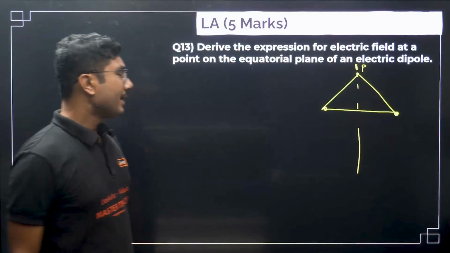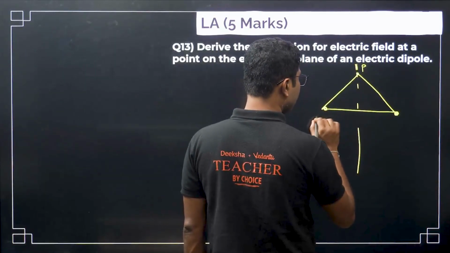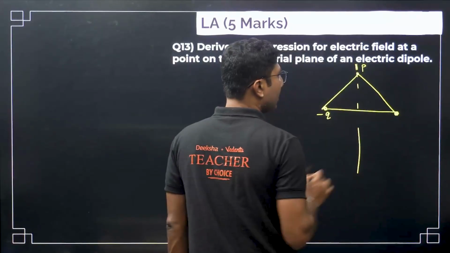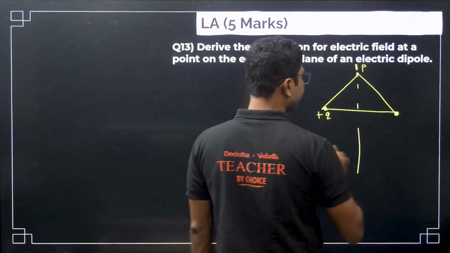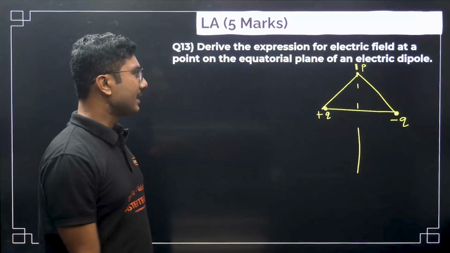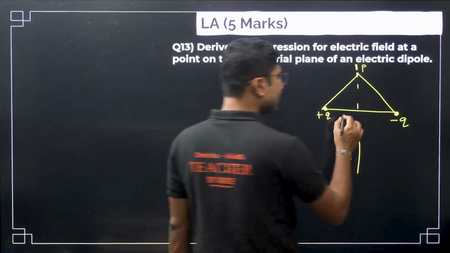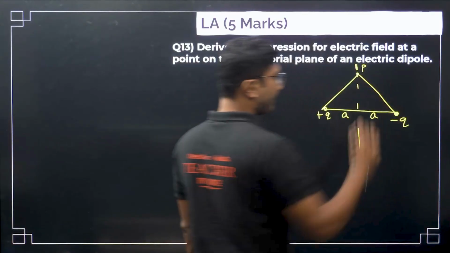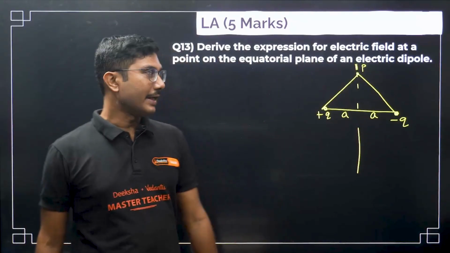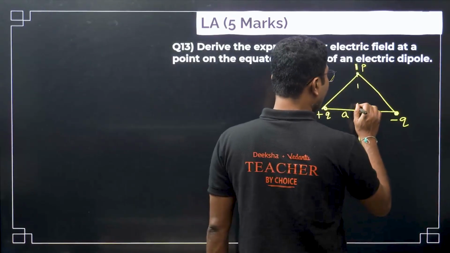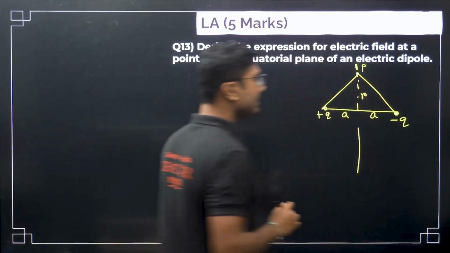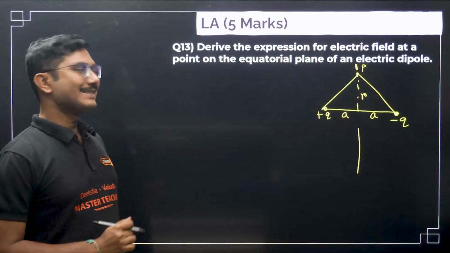Now how to do that? Again the distance between the dipoles. So suppose this is my negative charge, this is positive charge, this is negative charge. Now we change the orientation for our simplicity, nothing else. Now this distance is A, this is also A, and as I told you, we always measure the distance from the center. So this distance is R, this distance is R.